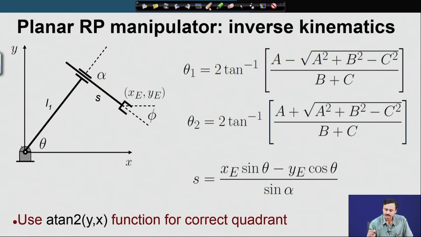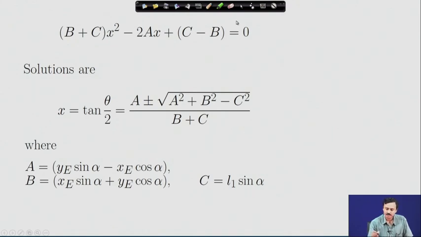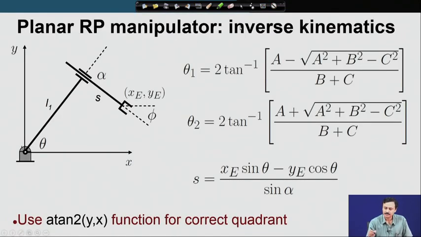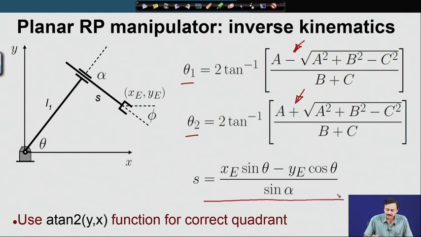So, from the previous equation, from here I have obtained these two solutions, theta 1 and theta 2. Theta 1 and theta 2, these are the two solutions of theta which correspond to this difference in this sign, and s is then calculated using this expression. And as we have noted before, when we want to get the quadrant correct in a computer calculation, then we must use this A tan 2 function. So, then you will get this theta 1 and theta 2 in the proper quadrants.